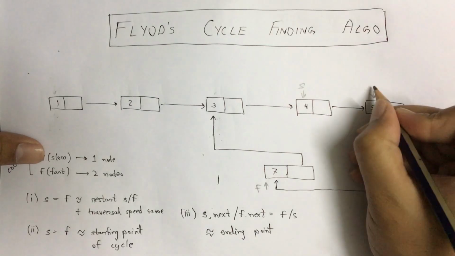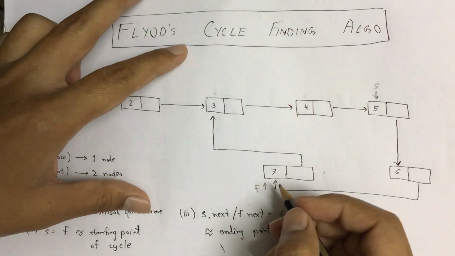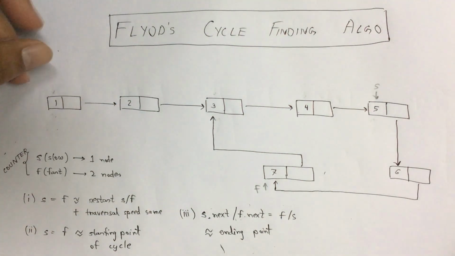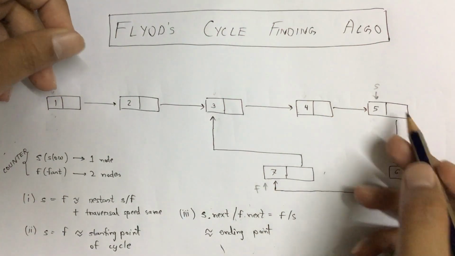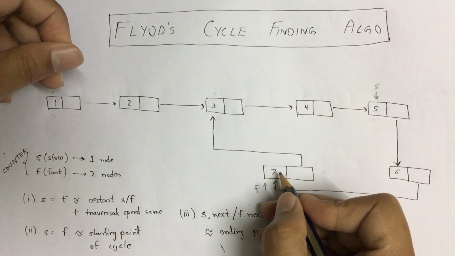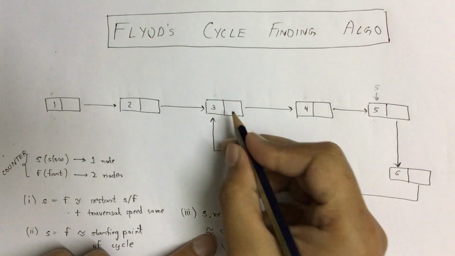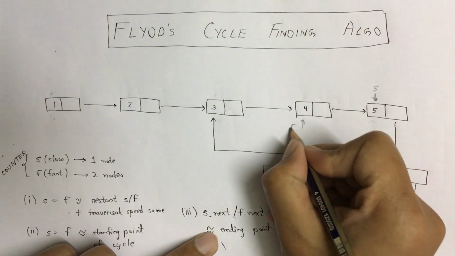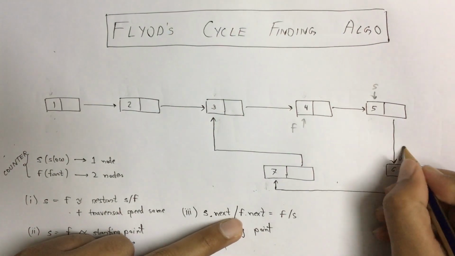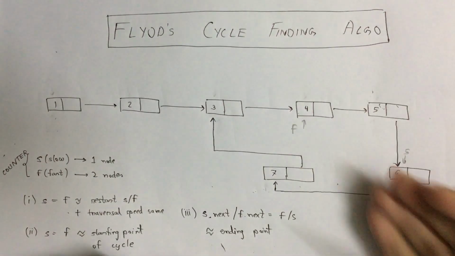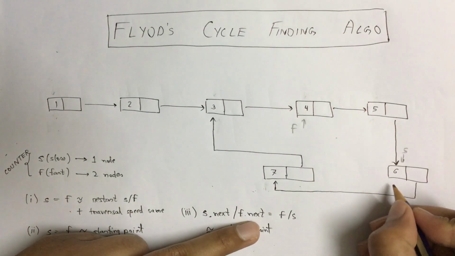You keep doing this until the fast counter and slow counter are equal. So we move the slow counter from 4 to 5, and now you're going to move the fast counter from 7 to 4. So that's two nodes. 1, 2. And then in the next iteration, you move the slow counter to 6. And then you move the fast counter two nodes forward from node 4 to 6.